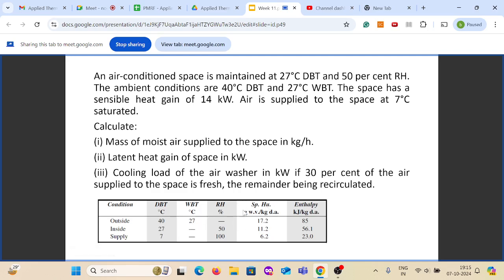The specific humidity for this case is 17.2 grams of water vapor per kg of dry air, and the corresponding enthalpy of air is 85 kilojoule per kg of dry air. The inside room is at 27 dry bulb temperature and relative humidity 50%. So the corresponding specific humidity is 11.2 and enthalpy is 56.1. Now we have to supply the air at 7 degrees saturated, so 7 and 100%. Specific humidity corresponding to that is 6.2 and enthalpy is 23.